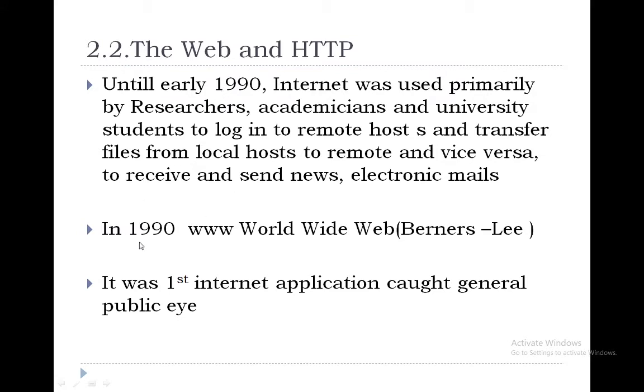Then in 1990, what happened? Berners-Lee introduced the WWW, that is the World Wide Web. When it was introduced, it took a simple address, which we call a URL. Any person or any host anywhere in the world can access information and communicate with any other person. Hence it was the first internet application for the general public.